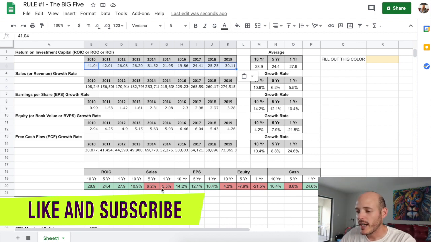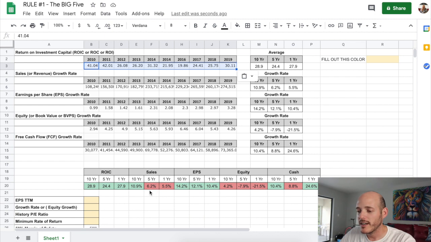So you can see here, Apple sales has been on a downturn. The 10-year sales growth was at 10.9%, 5 years at 6.2%, and the 1-year at 5.5%. Earnings have been good. It meets that criteria. I also set up a conditional format where if it's under 10%, it turns red to make it more visual. Again, you can download this spreadsheet in the description below, as well as my free ebook in the same link.